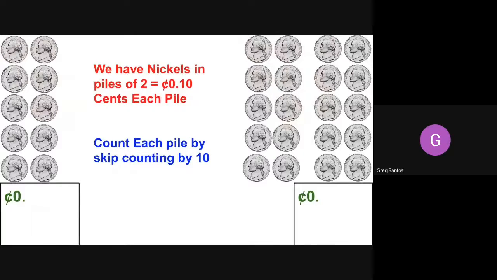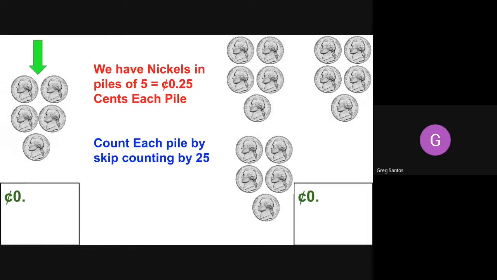And then last, we're going to work with the nickels. On the left side, they're stacked in piles of 2. And same on the right side, they're in piles of 2 on the slide. So you're going to count by 10, 20, 30, 40, 50, and then write your answer in the box on the bottom left and do the same for the right.